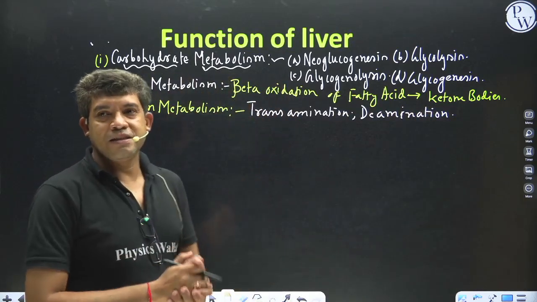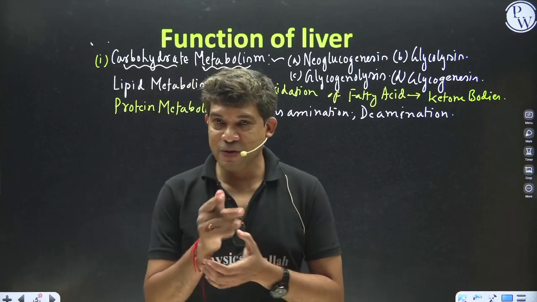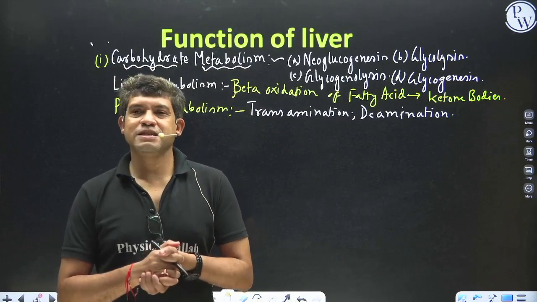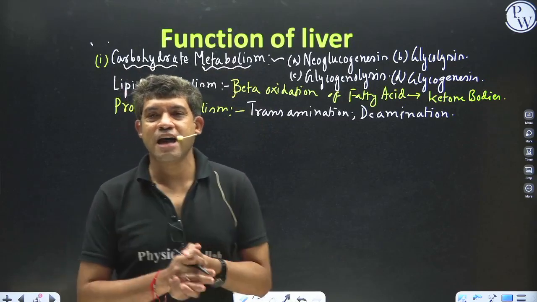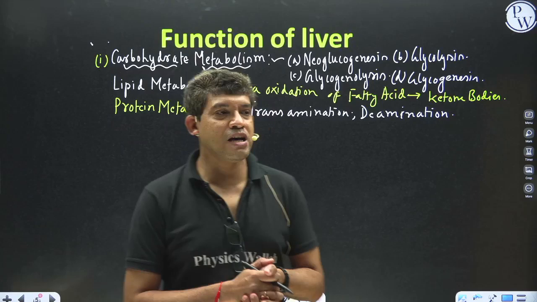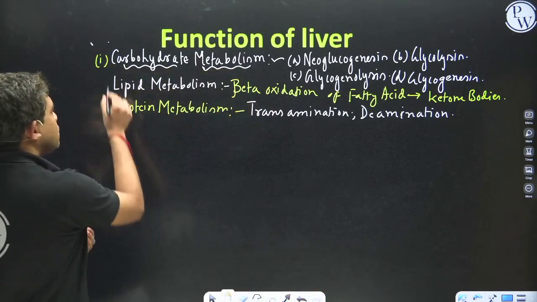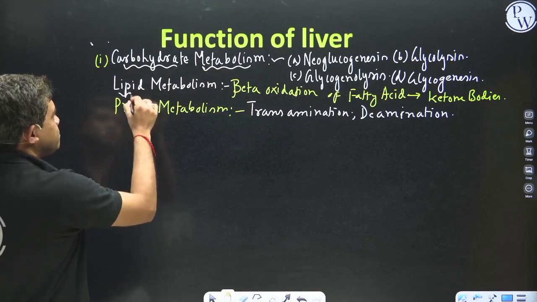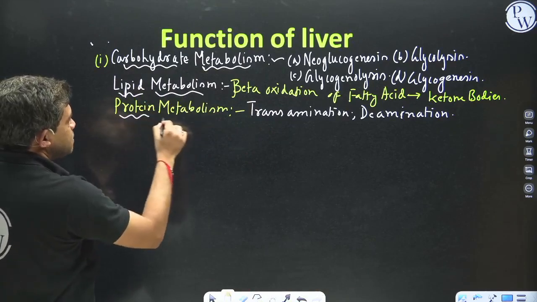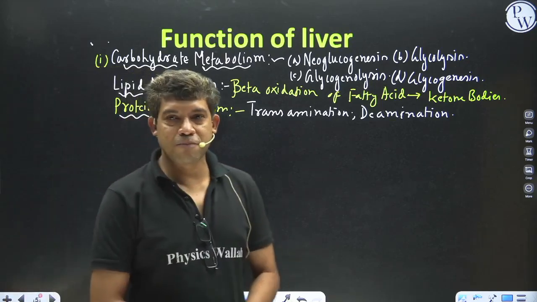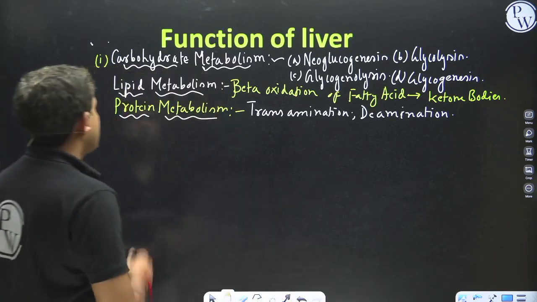Deamination means the removal of the amine group from the amino acid, and transamination is termed as what? Transamination means the transfer of the amine group from one amino acid to other amino acids. Understand? This is all about the important metabolism associated with the liver: metabolism of protein, metabolism of lipid, and metabolism of carbohydrate. What are the other functions?